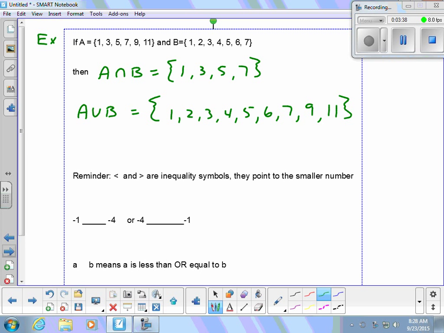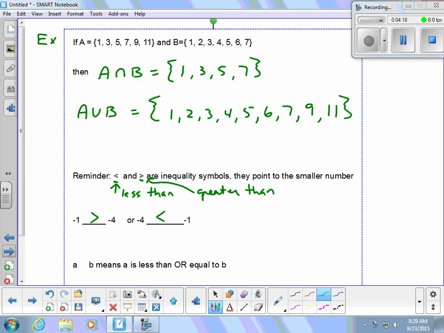Okay, and a little reminder about our inequality symbols, less than and greater than. Think of them as pointing to the smaller number. So if we were to put the correct symbol between -1 and -4, we have to think which one is that. Is -1 greater than or less than -4? It is greater than -4. Or we could write -4 is less than -1.